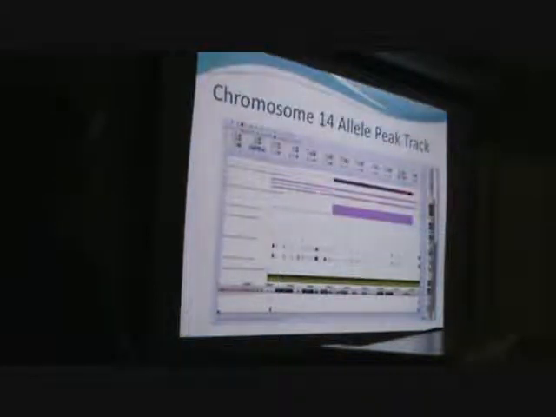If we went to the allele peak track, you can really see this quite nicely, where in a normal, when you have a heterozygous state, you have your AA, AB, and BB tracks, and here you've lost your middle track, showing you your homozygosity. Very, very easy to see, very, very quick.